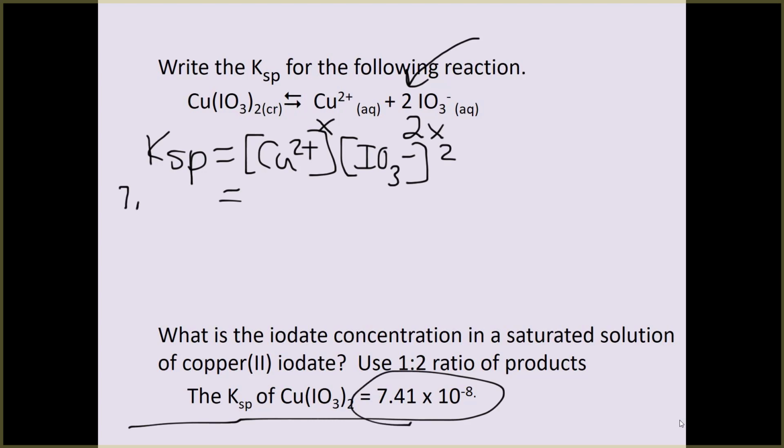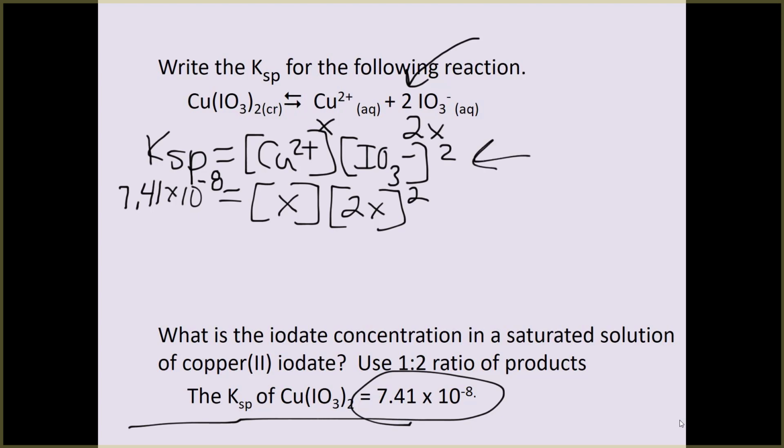So 7.41 times 10 to the 8th. And then right here I have x, and here I have 2x. Now, a lot of students say, whoa, that looks pretty weird, 2x squared. You have to do that too, and the answer is yes. Because you write the formula here, and now you're putting in that 1:2 ratio into the formula.